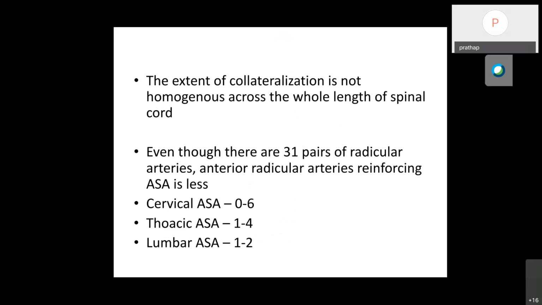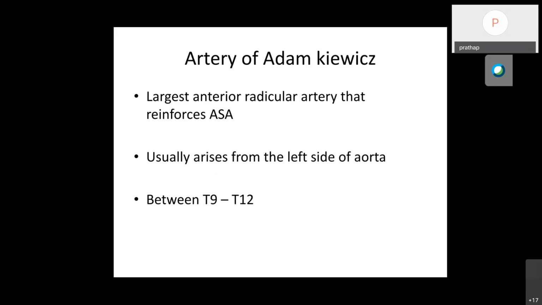Even though there are 31 pairs of radicular arteries, the anterior radicular arteries reinforcing the anterior spinal artery are very few. The cervical radicular arteries reinforcing the ASA number only 0 to 6. In the thoracic part it is 1 to 4, and in the lumbar part it is 1 to 2. And the most important is the artery of Adamkiewicz, which is the largest anterior radicular artery that reinforces the ASA in the thoracic and lumbar part.